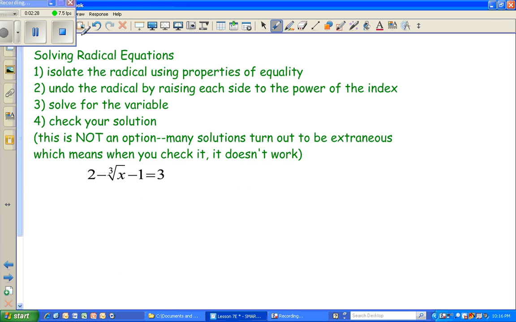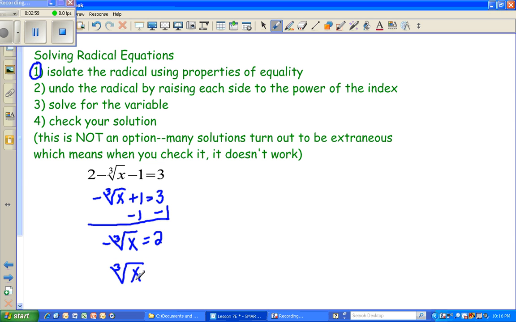All right, let's look at another example. This one, the radical is not by itself, so we actually have to go through this step here. We have 2 minus 1, which would give us a positive 1. We're going to subtract the 1 to the other side, trying to get the radical by itself. You get negative cubic root of x is equal to 2. Divide by the negative, you're going to get the cubic root of x equals negative 2.